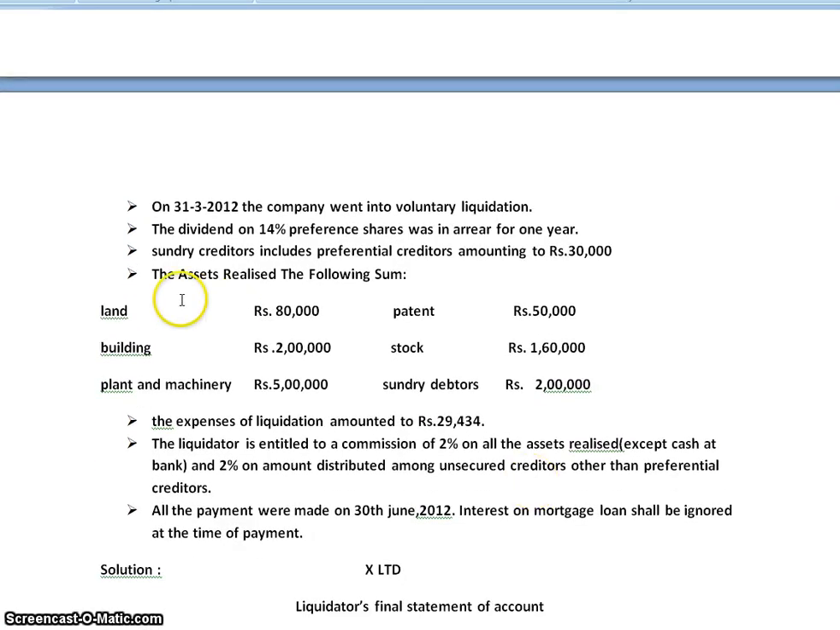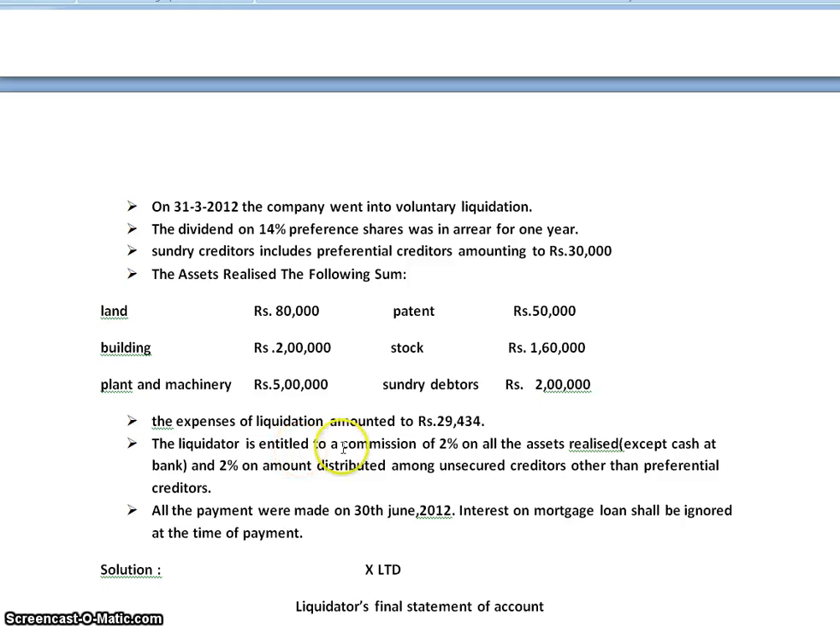Next, the assets realized the following sums. The land was sold for 80,000, building for 2 lakh, plant and machinery for 5 lakh, patent for 50,000, stock for 1 lakh 60,000, and sundry debtors collected were 2 lakh rupees. Now the expenses of liquidation amount to rupees 29,434. So for processing this liquidation, an amount of 29,434 rupees has been incurred.